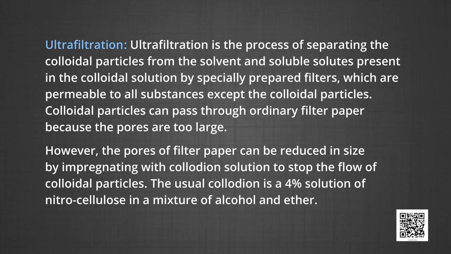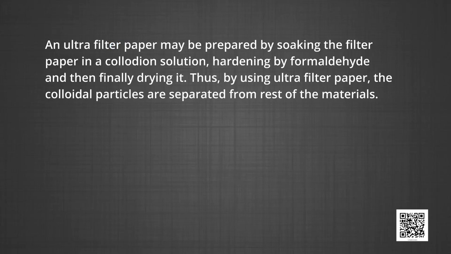flow of colloidal particles. The usual collodion is a 4% solution of nitrocellulose in a mixture of alcohol and ether. An ultrafilter paper may be prepared by soaking the filter paper in a collodion solution, hardening by formaldehyde and then finally drying it. Thus, by using ultrafilter paper, the colloidal particles are separated from the rest of the materials.